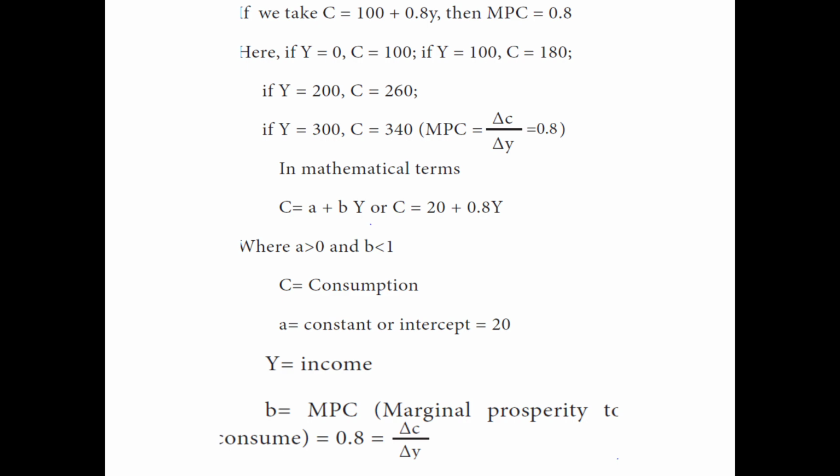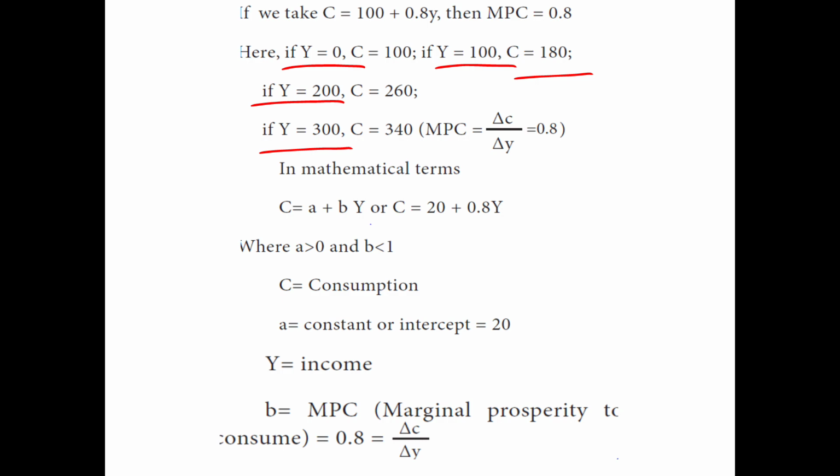Now, a person's income is 0. A person's income increases to 200. A person's income increases to 300. Now, when the income increases, you can see the consumption also increases. See here, when income is 100, consumption is 180 as such. So income increases, consumption also increases.